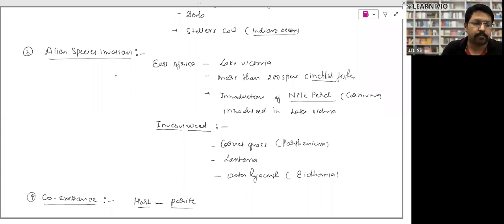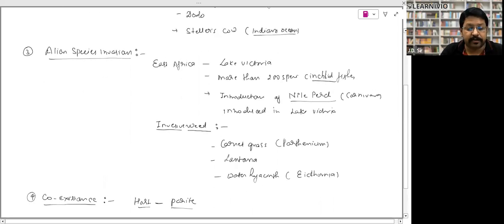Third, alien species invasion, very important. What happened? In East Africa, there is Lake Victoria. In Lake Victoria, the resident fish found in those areas are the cichlid fish. Approximately 200 species of cichlid fishes used to be found in Lake Victoria. For the fisheries, the government introduced a carnivorous fish. The name of that fish is the Nile perch. The Nile perch is used as food for the people. So it was introduced in Lake Victoria. And this Nile perch started eating the cichlid fish, and it decreased the biodiversity by a large amount, right? So that is an example of alien species invasion, when an alien species is introduced from outside into a particular habitat. So you have to remember the cichlid fishes and Nile perch.